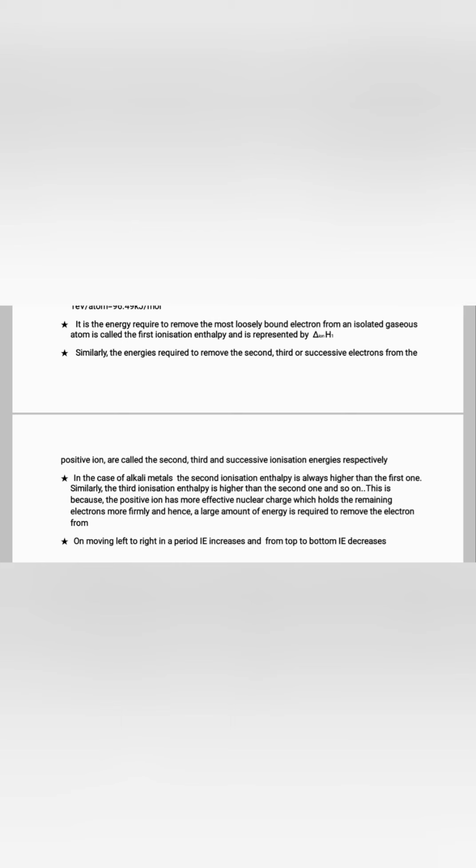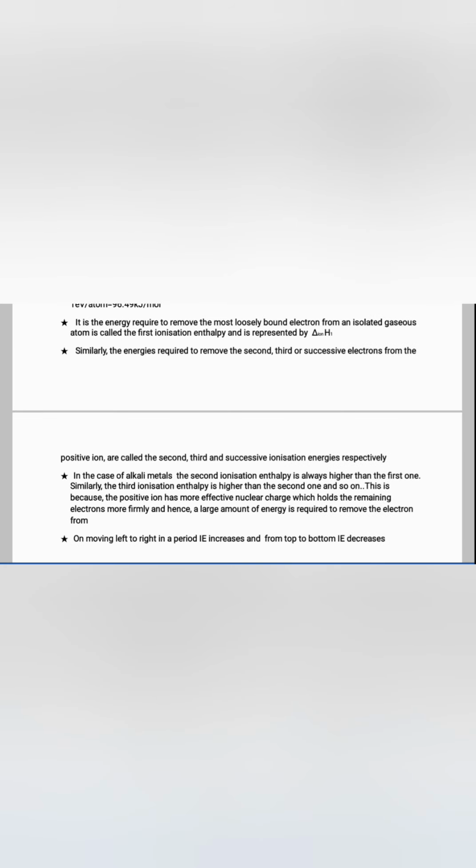Successive ionization enthalpy. In the case of alkali metals, second ionization enthalpy is always greater than the first one. If we remove the first electron from the atom, the energy required for that removal is known as first ionization enthalpy. If we are removing the second one, that is known as second ionization enthalpy. If the next electrons are removed, they are known as third ionization enthalpies or successive ionization enthalpies.